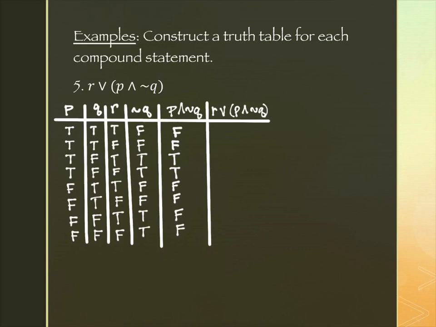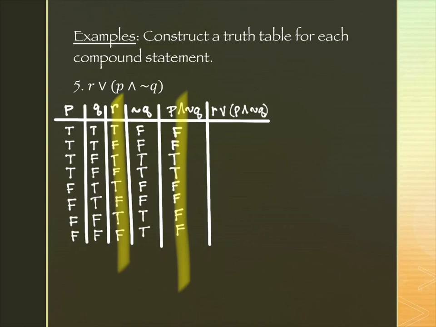Right? Next. The last column says I need column R. It's this one. And I need the column for P and tilde Q. That's this one. These are my columns I'm looking at. How are they joined? Or. You've got to be a little bit more careful with or statements. I can't just nix them because there's a false there. When are or statements true? One or both are true.